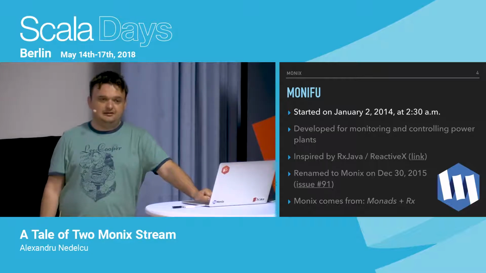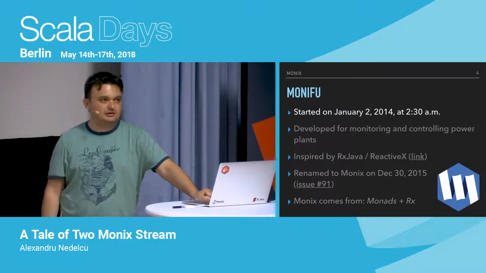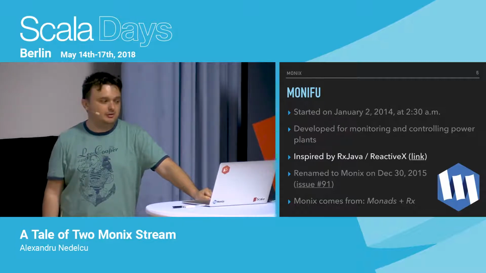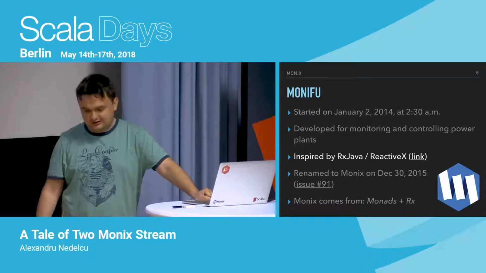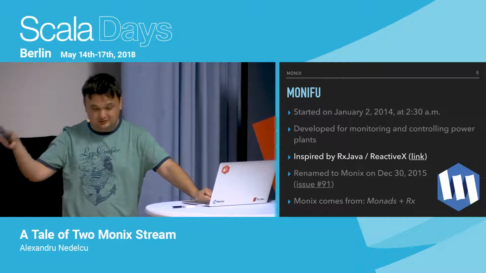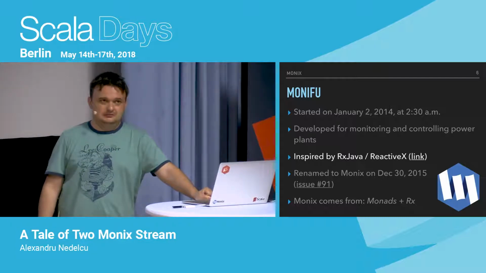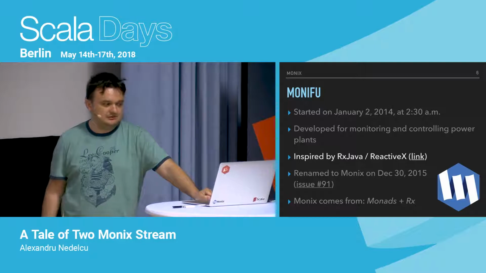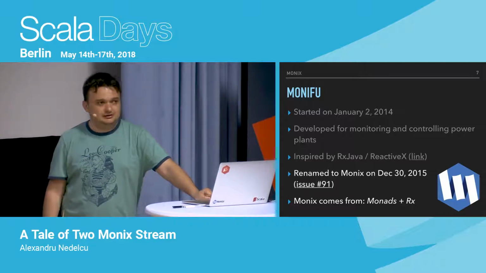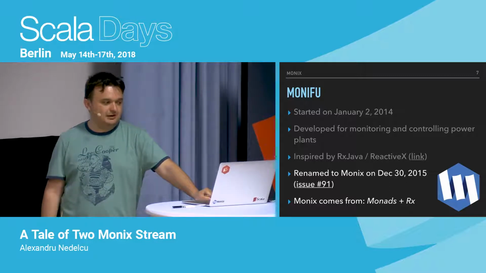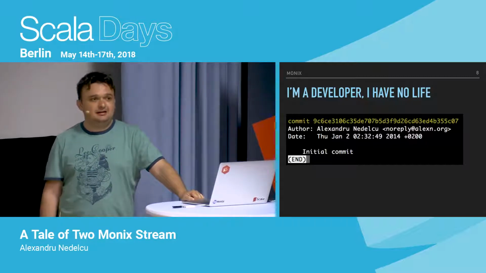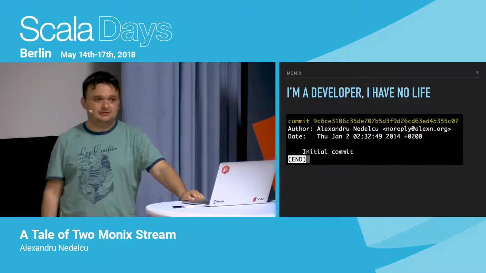The project, as a little history, started in 2014, and it was originally called Monifu. It was developed because I had a need for developing software that controls and monitors power plants. It was inspired by Erik's Rx Java. I was actually inspired by that reactive course on Coursera, which I didn't like so much as the functional programming course, but I liked Erik's presentation on the subject. And I renamed it to Monix on December 13th the following year. And I have to mention, strange things happen to me around New Year's. Every year I have this existential crisis where I become suddenly productive on GitHub.